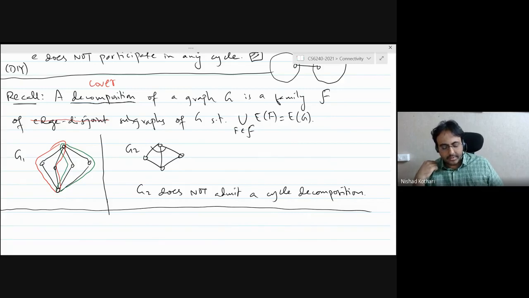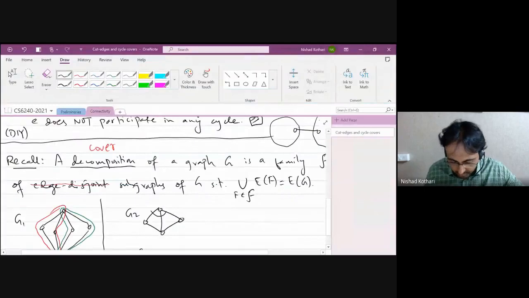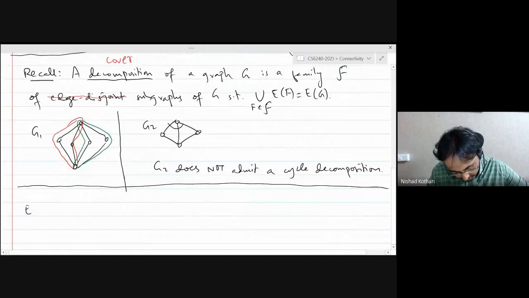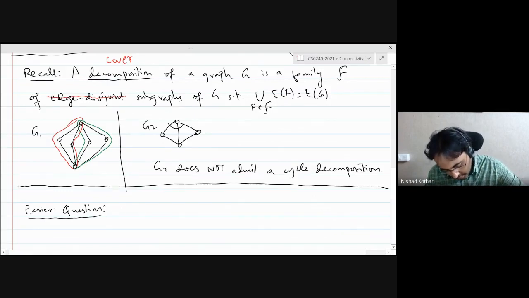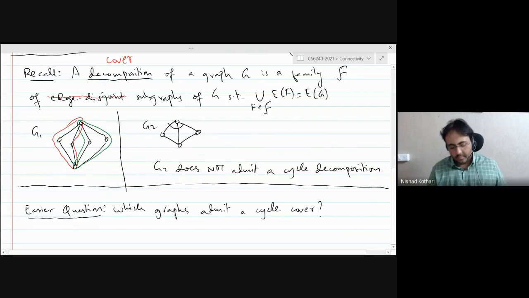Okay, so let's ask a simpler question. Which graphs admit a cycle cover? So here is an easier question. Which graphs admit a cycle cover? Is the question clear?